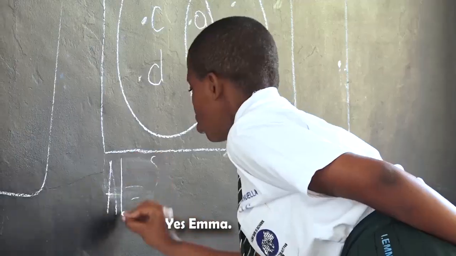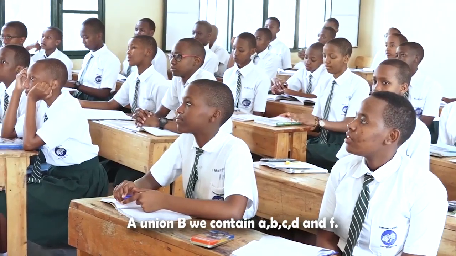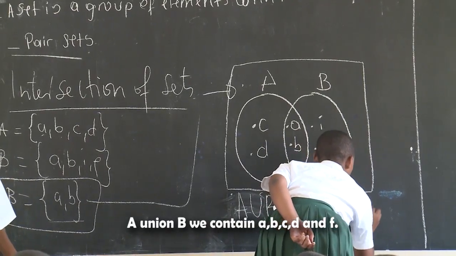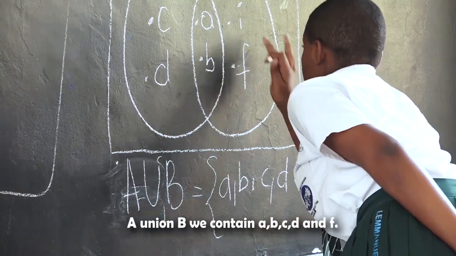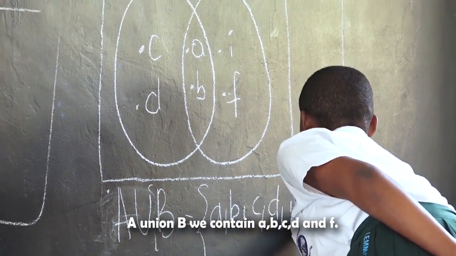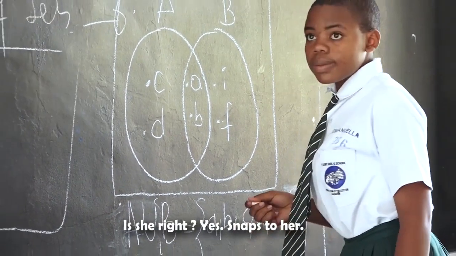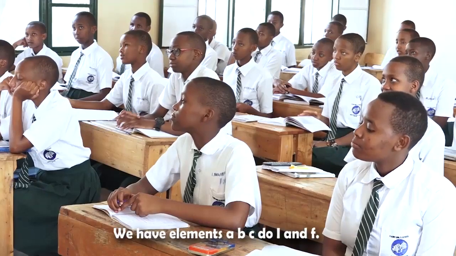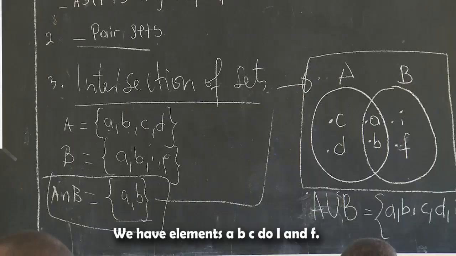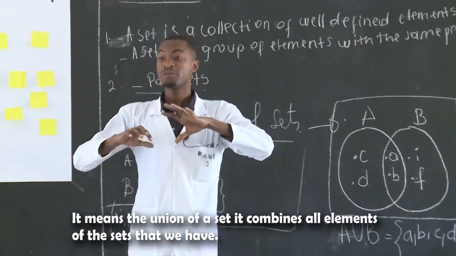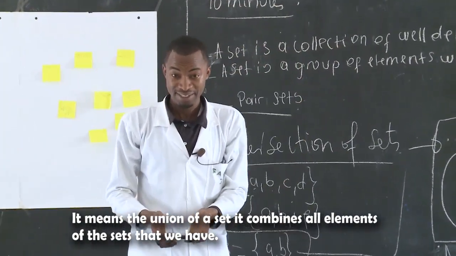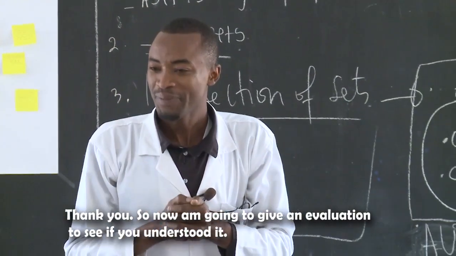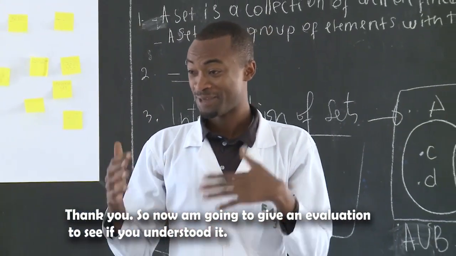Yes? A union B will contain A, B, C, D, I, and F. Is she right? Yes. Snaps to her. Love it. So we have elements A, B, C, D, I, and F. Union of sets means it combines all the elements of the sets that we have. Understandable? Yes. Thank you.